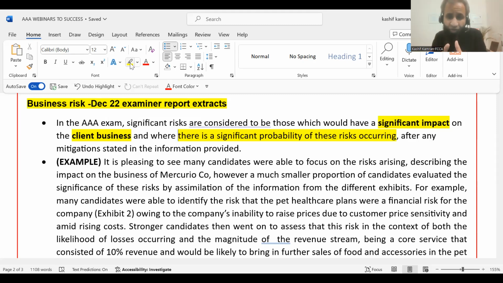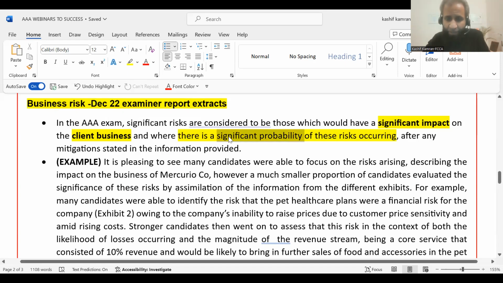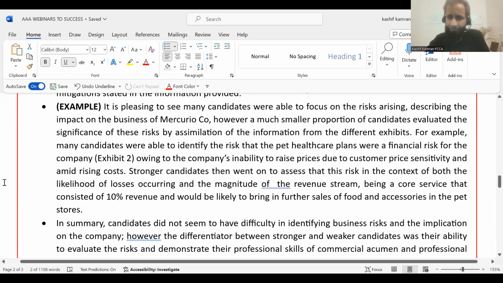So you need to choose looking at the mitigations given in the exam paper. If no mitigation is given, the probability rises and becomes significant. Mitigation given, probability goes down and it loses significance. So try to read the case study very well, and you will easily judge the significant probability in the context of the information presented. Example given by the examiner from the question we are doing, Mercurio: it is pleasing to see many candidates were able to focus on the risk arising, describing the impact on the business of Mercurio company.